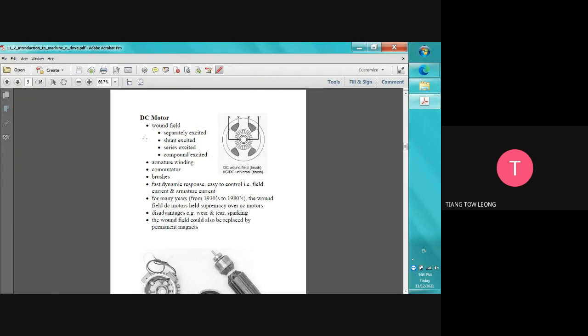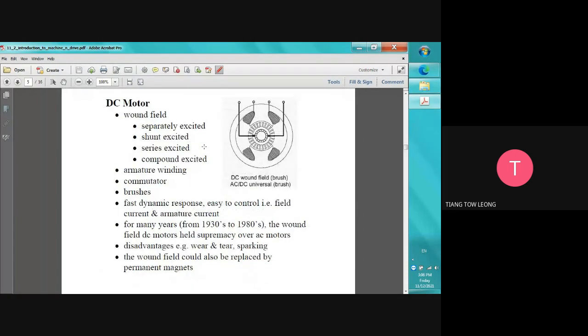So for DC motor, we have a wound field, separately excited, shunt excited, compound excited. I think you already went through this during 306, the electrical machines lab. You have learned about the separately excited, how the connection works, how the shunt excited works. I just want to let you know there are field types of the DC motor with a wound field.